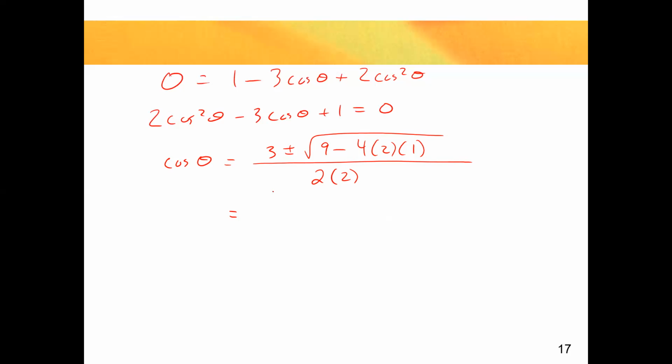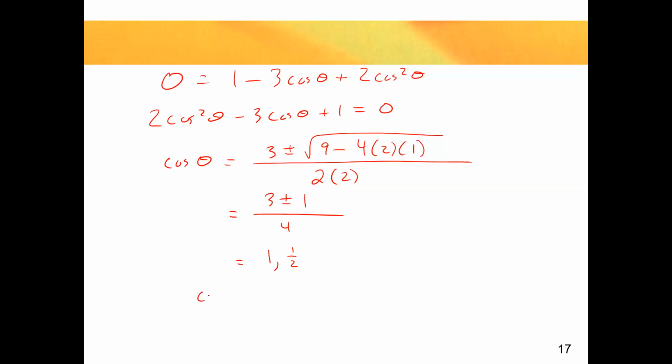Interesting, okay. Then I'm gonna have 3 plus or minus, what is that gonna be, 1? Oh, 2 times 4 is 8. 9 minus 8 is 1, and then that's gonna look like this. And so I get to have 2 answers here. Let's see, 3 plus 1 is 4. So 1 is a 1, and 1 is a 1/2, or 2 over 4, or 1/2. That's what I'm looking for.